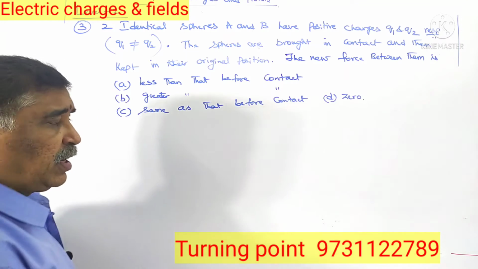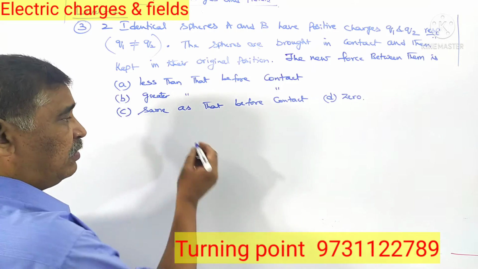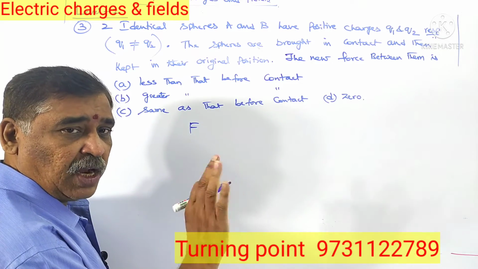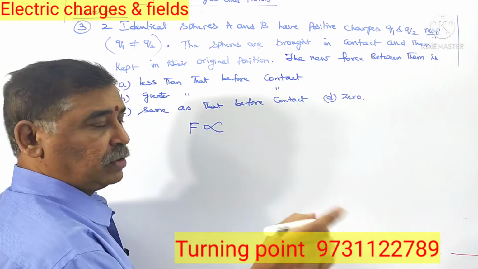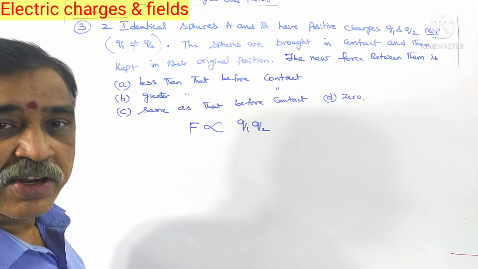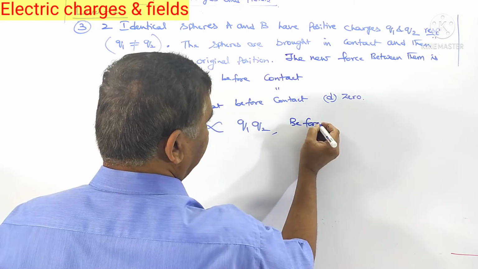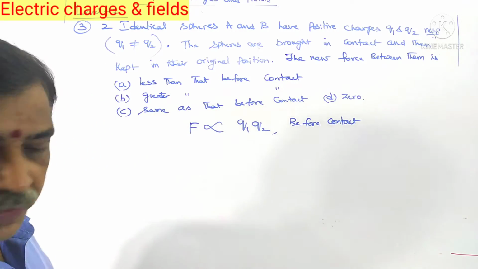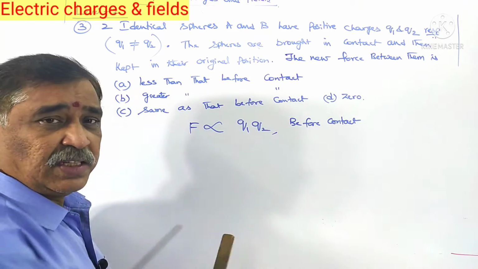We just have to recall Coulomb's law, and do it quickly. F is 1 by 4 pi epsilon naught, I don't take it. F is proportional to Q1 Q2, that is enough for us. This is the initial force before contact. We are not supposed to write more in CET as we don't find much time, because distance is not a factor here, the same distance is maintained.